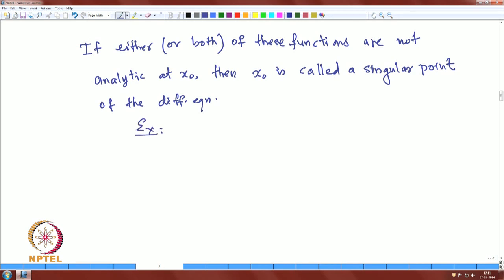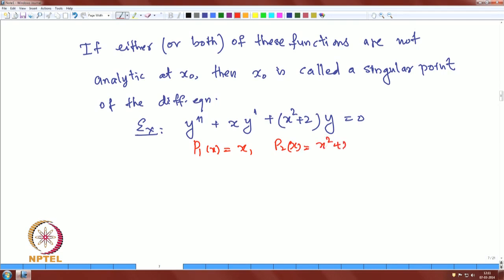Quickly, let us look into an example: y double prime plus x y prime plus x square plus 2 y is equal to 0. So, here p 1 x is just x, and p 2 x is x square plus 2. Obviously both are analytic for all points. So, for this differential equation, all points are ordinary points.